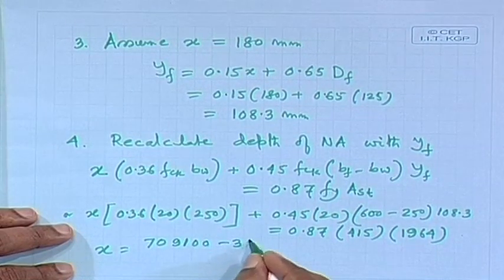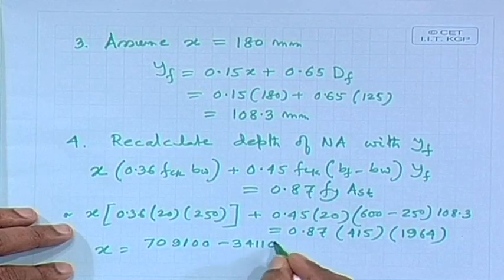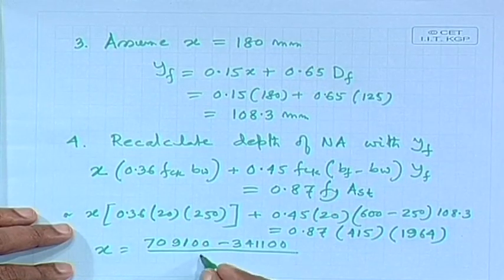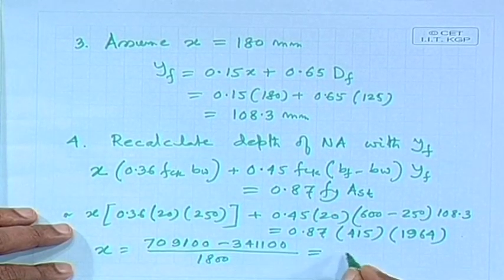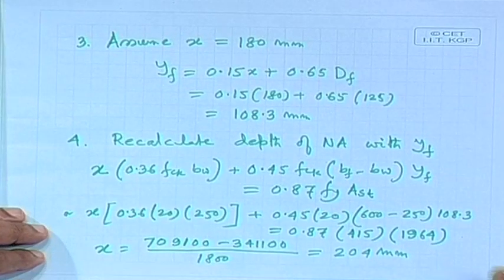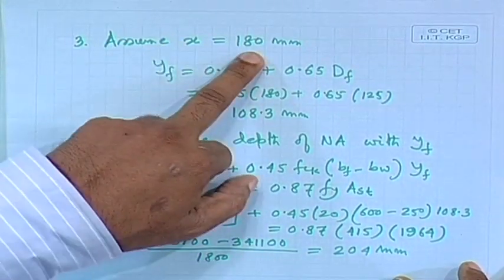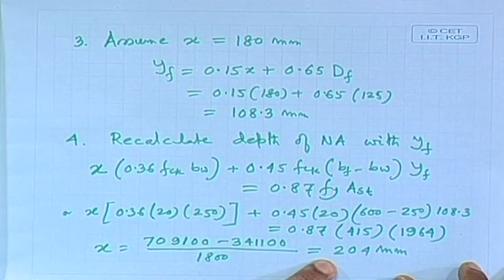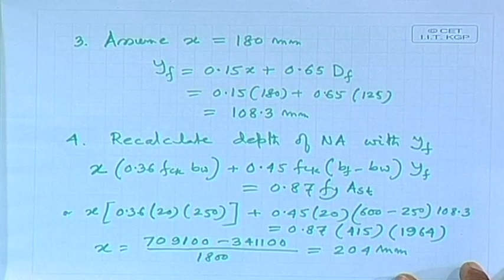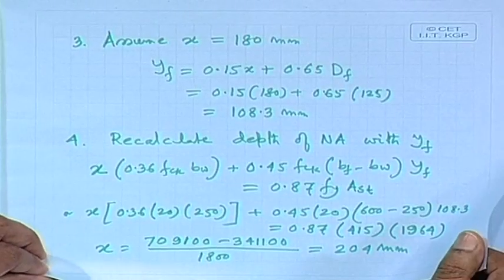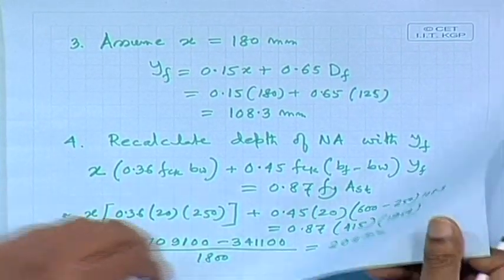Which comes as 709100 minus 341100, if you just rearrange it, divided by 1800 equals 204 millimeter. So, we have assumed x equal to 180 millimeter and we are getting x equal to 204 millimeter. So, let us assume x equal to 200 millimeter. We have to do it once more.